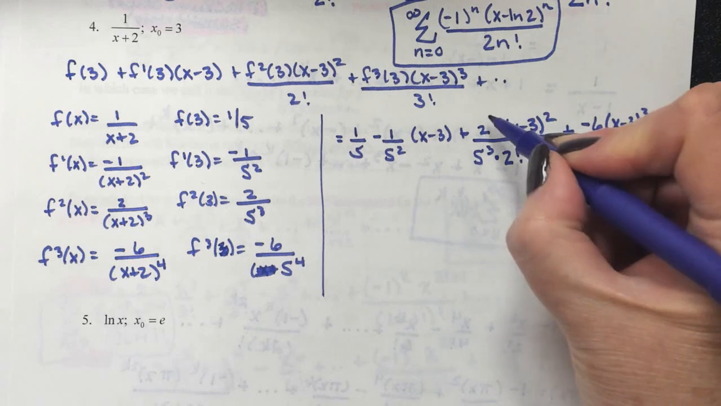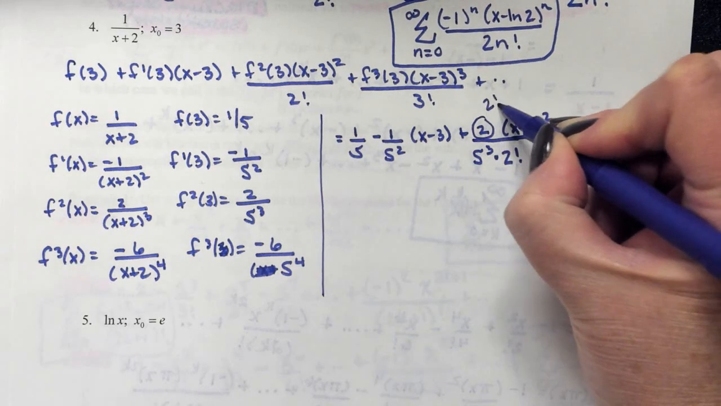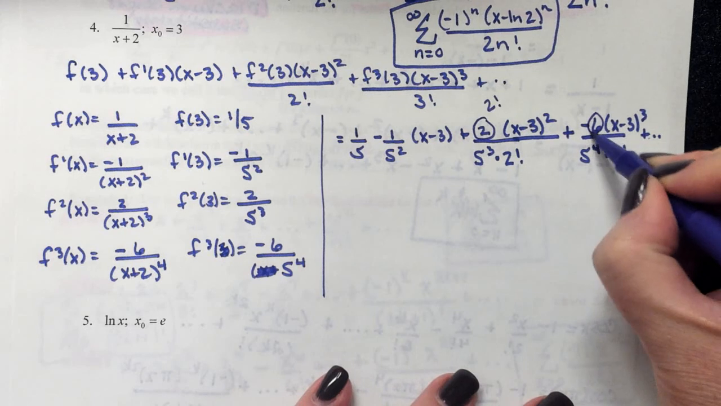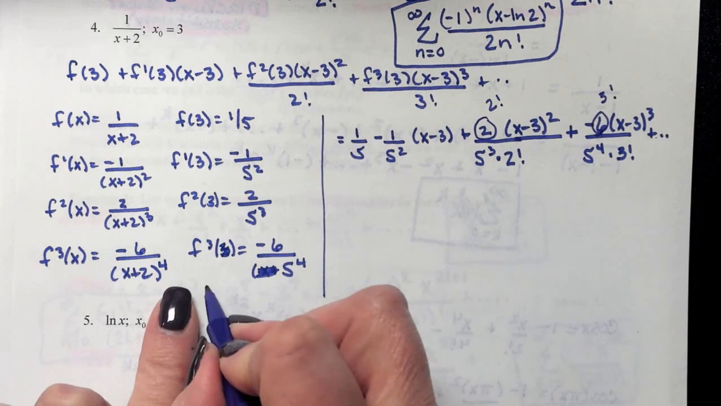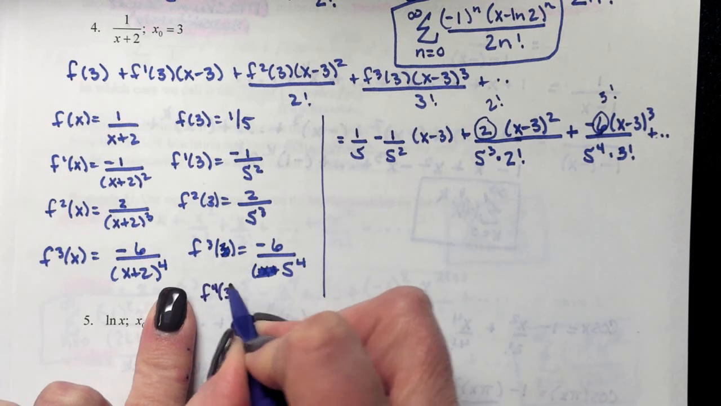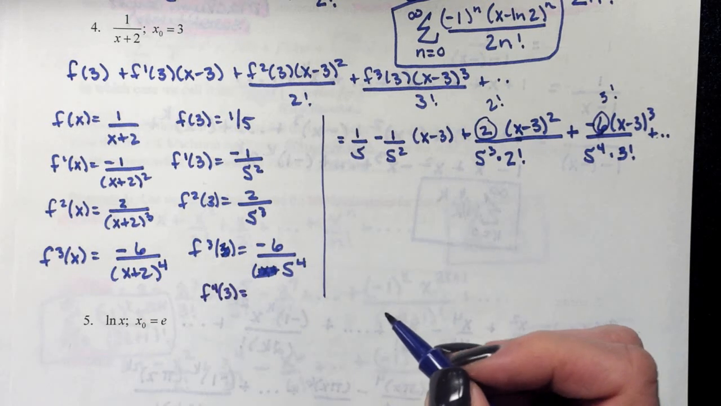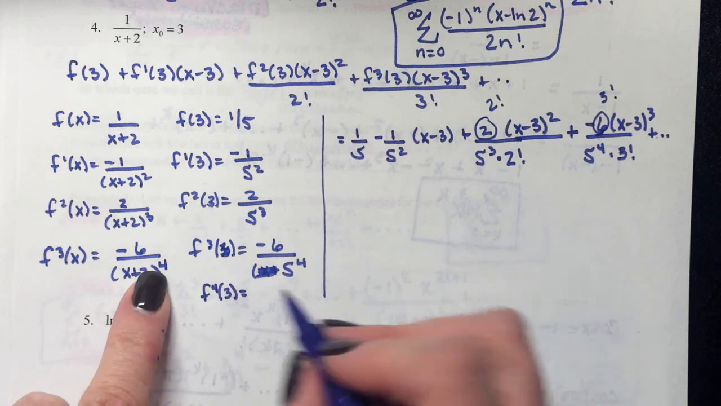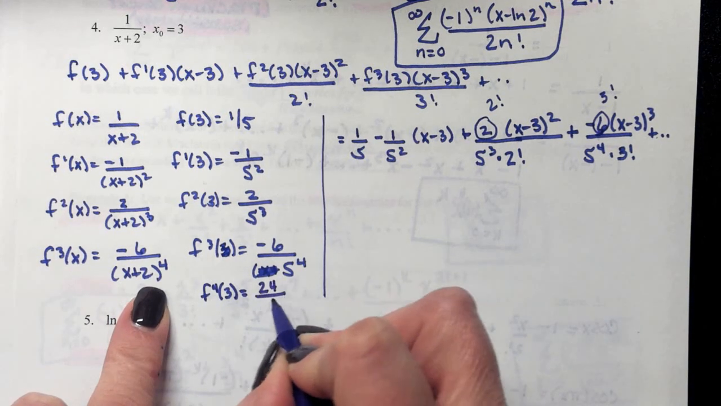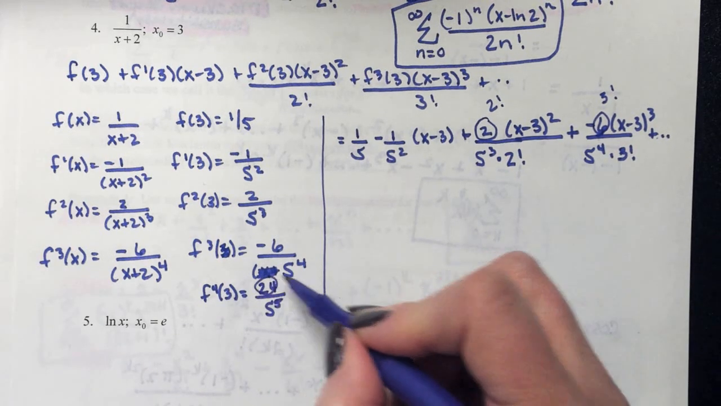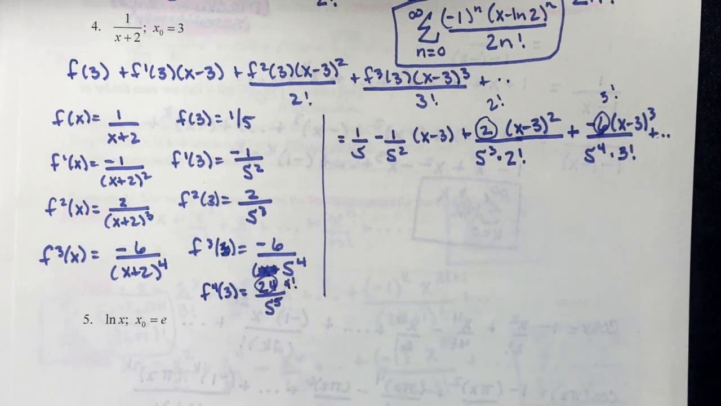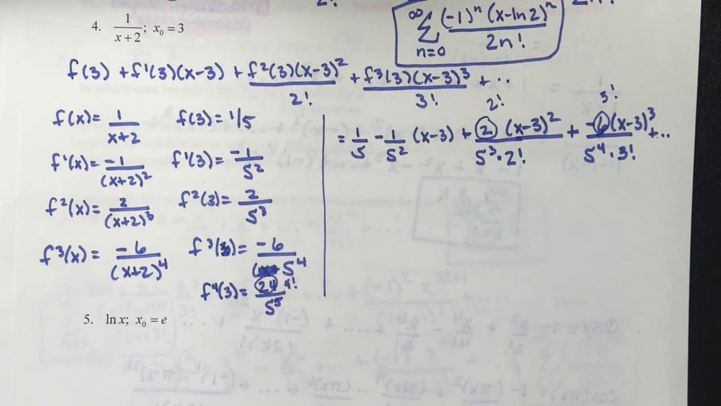Coefficients that developed. I know that 2 is equivalent to 2 factorial. 6 is equivalent to 3 factorial. And if I look ahead, if I did actually find the value of the fourth derivative at x equals 3, notice I know that this would give me a 24 over 5 to the 5th. So I do know that this would have been equivalent to 4 factorial. So what's going to end up happening with the factorials in the general term? The general term, the factorials are going to end up doing what?